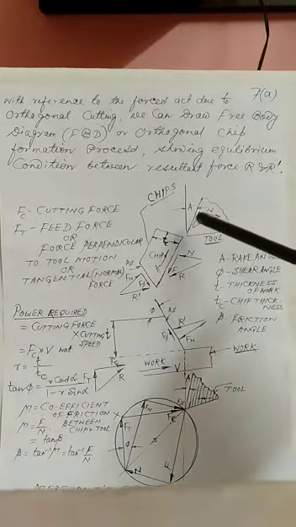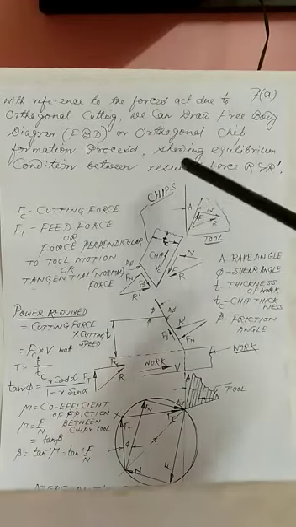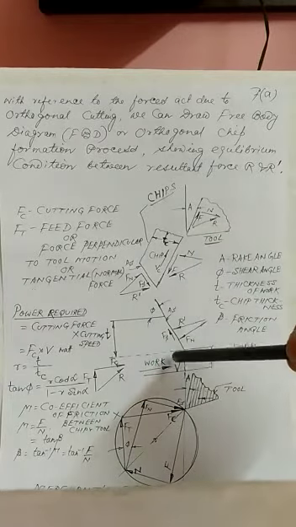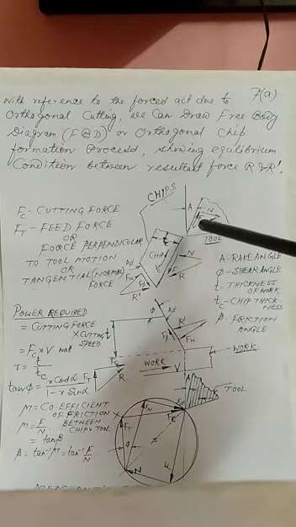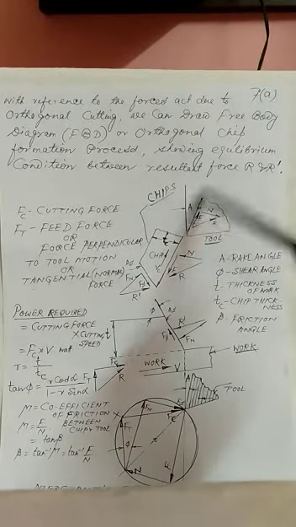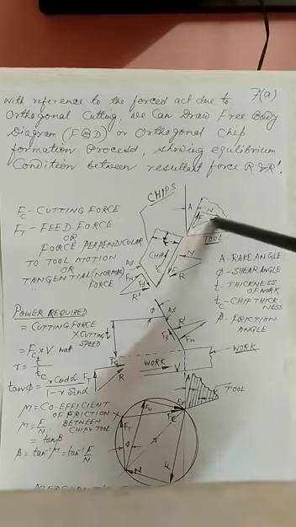That equilibrium condition, whenever we draw it as a diagram of forces, is called a free body diagram. Here we have drawn a free body diagram with the tool, chips and the work. Here we observe the chips are giving the frictional force F outward, and normal to the frictional force, the N force, and the resultant force is R.